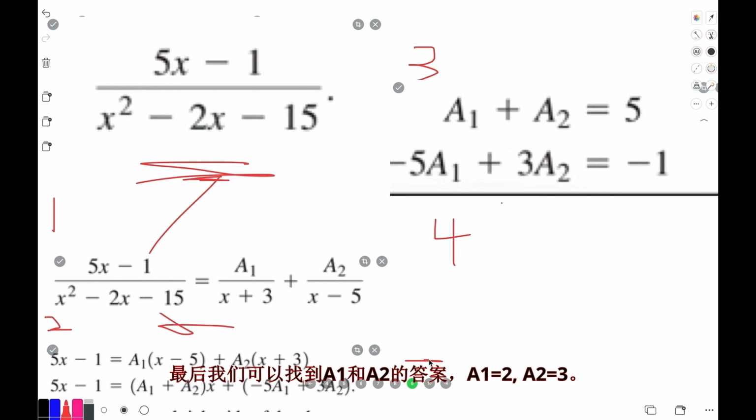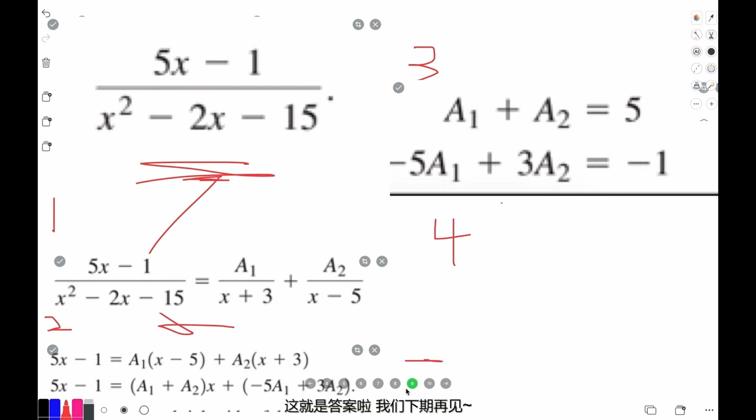At last, we got A1 equals 2 and A2 equals 3. So this is the answer.